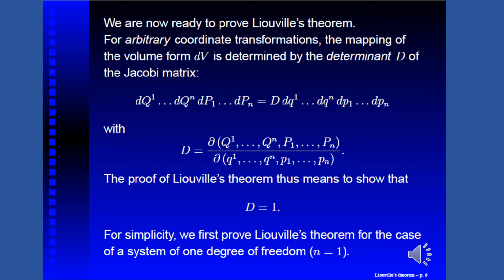Capital D is equal to the partial of (Q1 ... Qn, P1 ... Pn) divided by the partial of (q1 ... qn, p1 ... pn). The proof of Liouville's theorem thus means to show that the Jacobi determinant capital D is equal to 1. For simplicity, we prove Liouville's theorem for the case of a system of 1 degree of freedom, that is n is equal to 1.